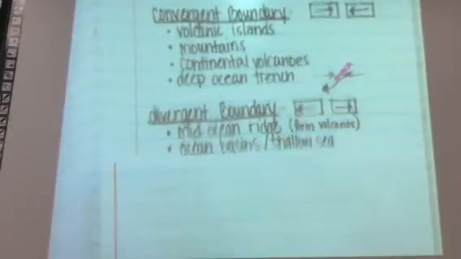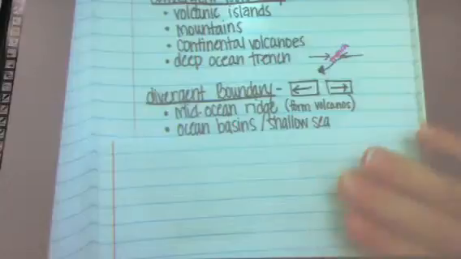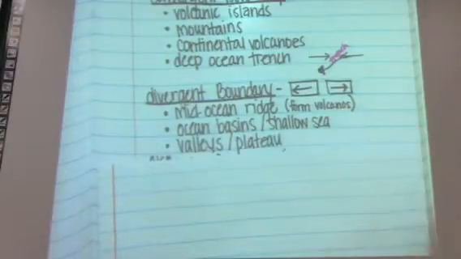Divergent boundaries can also form ocean basins, which we talked about. Shallow seas, which is like an ocean basin. It can be called a shallow sea, but it's most commonly called an ocean basin. Valleys and plateaus.